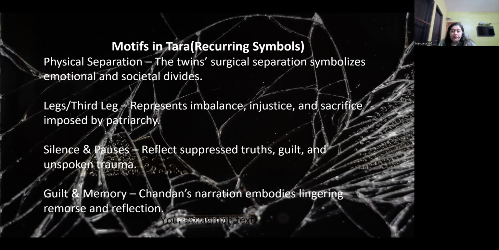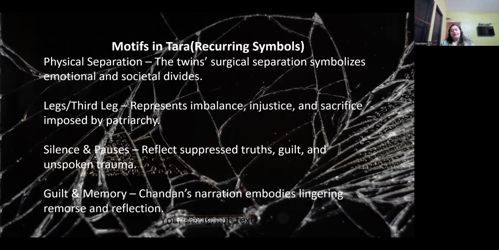It is more of a patriarchal decision, and as a result, both end up separated with no chance of walking ever again. A leg, or the third leg, represents imbalance, injustice, and sacrifice imposed by patriarchy. The leg which had a better chance of being attached to Tara is now lost forever, and both end up with just one leg, and for the other, they have an artificial leg.